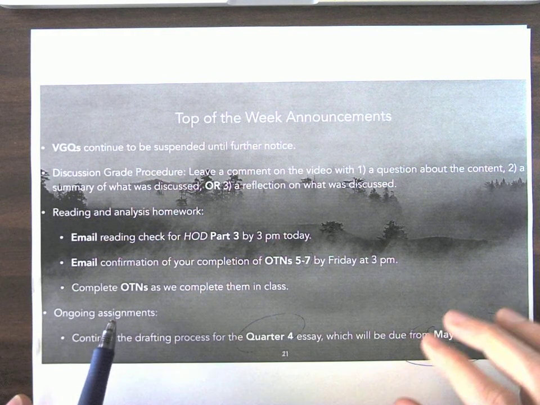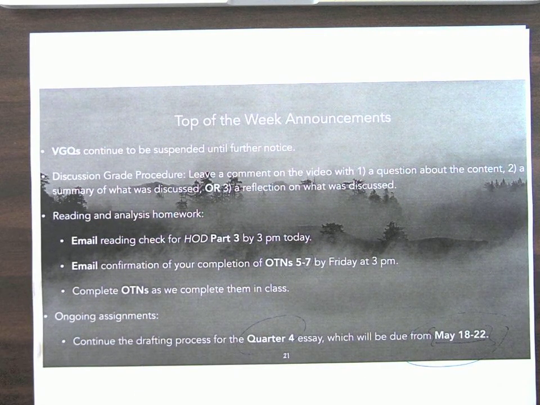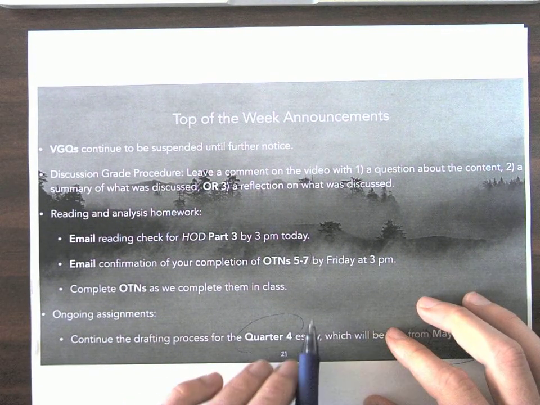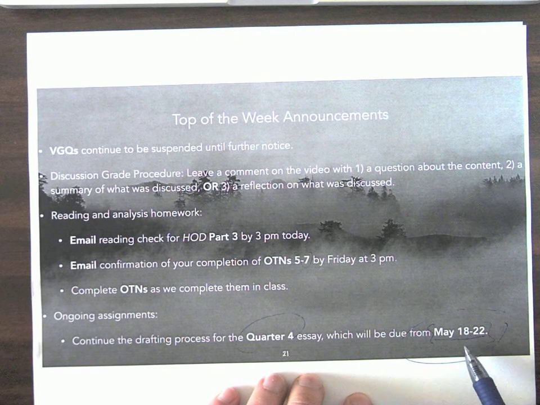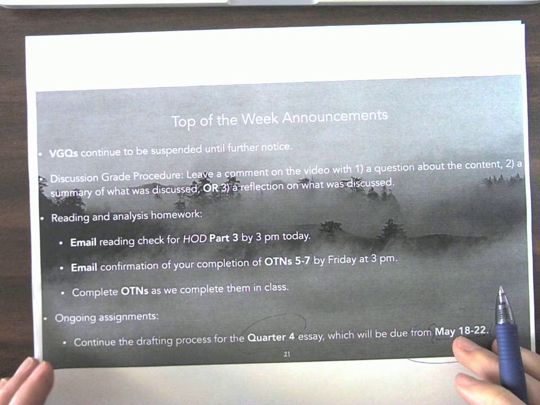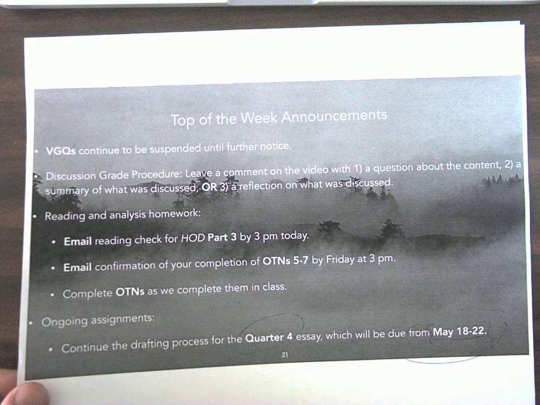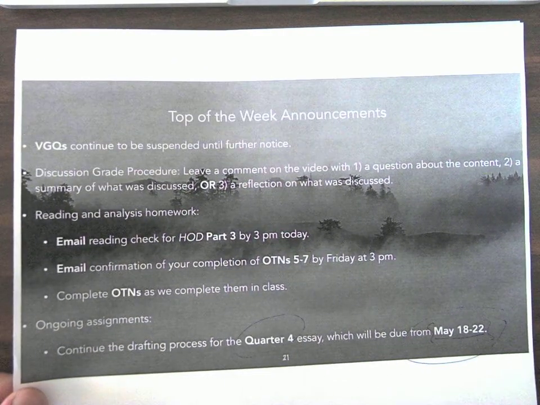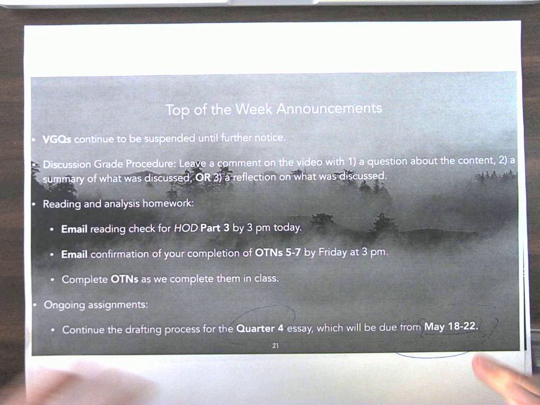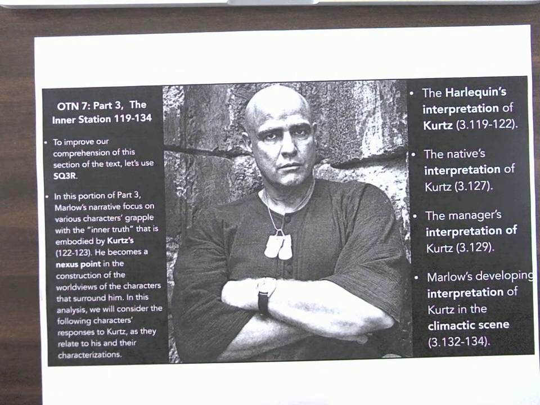Beyond that, we're going to continue completing our OTNs as we complete them in class, and then you need to continue to work on the quarter 4 essay, which is going to be due the last week of school, from May 18th to May 22nd. Once we finish our work on Unit 6, Analyzing Heart of Darkness, we're going to turn our attention to the drafting process for your quarter 4 essay, and then you will submit that essay from May 18th to 22nd, and your duties for the class will have come to an end. Let's go ahead and jump into OTN 7.